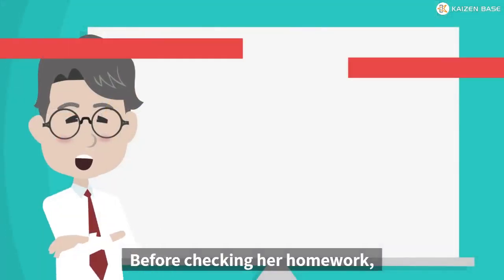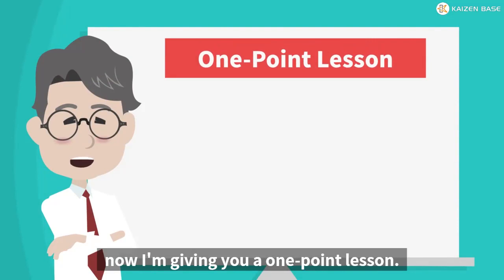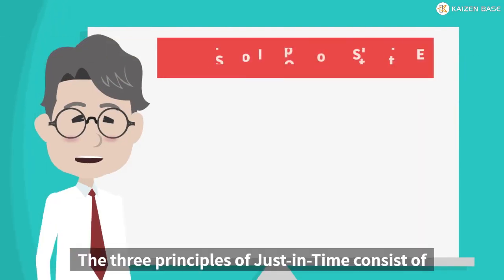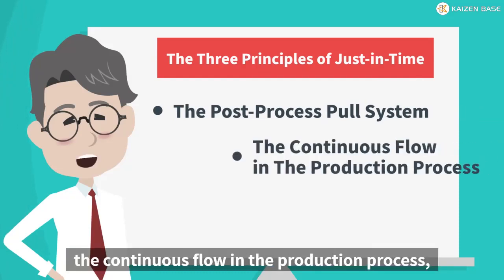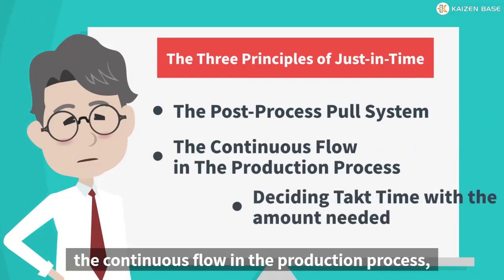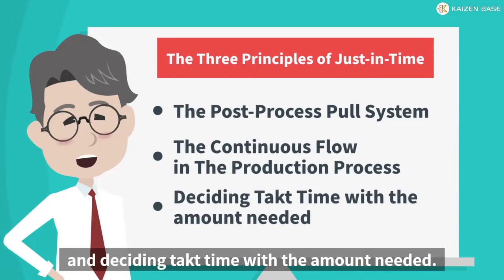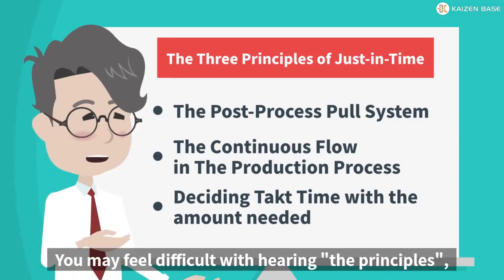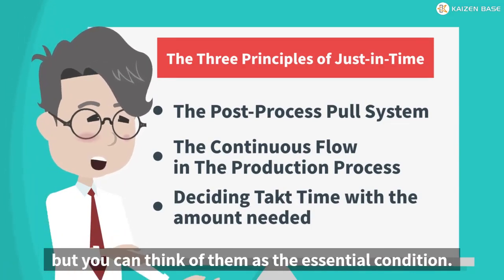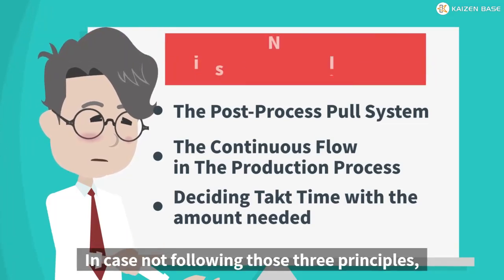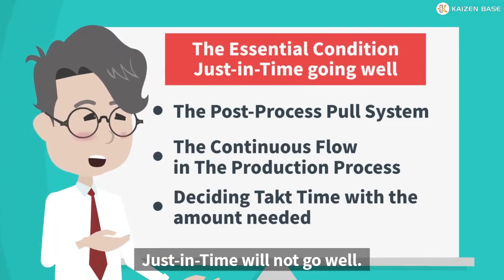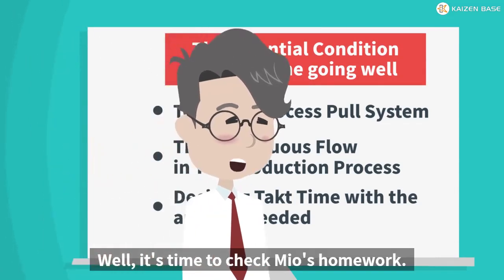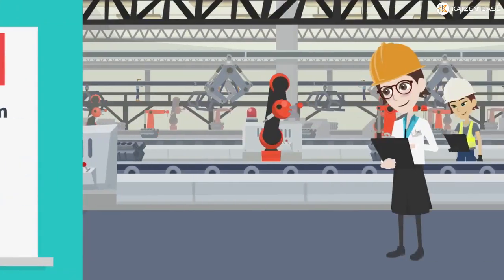Before checking her homework, now I'm giving you a 1-point lesson. The 3 principles of just-in-time consist of the post-process pull system, the continuous flow in the production process, and deciding takt time with the amount needed. You may feel the principles are difficult, but you can think of them as essential conditions. If those 3 principles are not followed, just-in-time will not go well. Well, it's time to check Mio's homework.